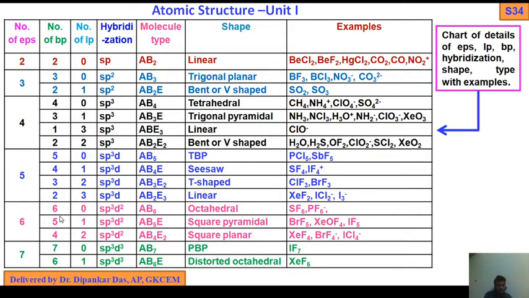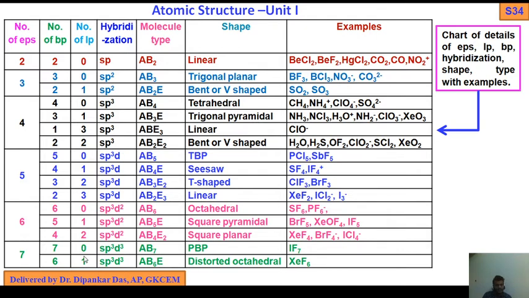Very important. Now the case of 6 BP, 0 LP, sp3d2, AB6, octahedral: SF6, PF6-. 5 BP, 1 lone pair, sp3d2, AB5E, square pyramidal: BrF5, XeOF4, IF5. Similarly 4 BP, 2 LP, sp3d2, AB4E2, square planar: XeF4, BrF4-, ICl4-.